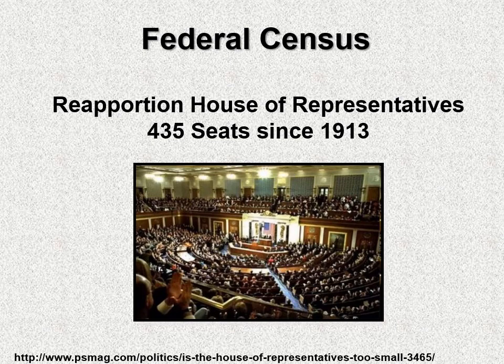Why a census? Why the federal census? Well, one of the main purposes was to reapportion the House of Representatives. Since 1913, they decided they couldn't just keep adding seats, so they set the number of seats at 435.